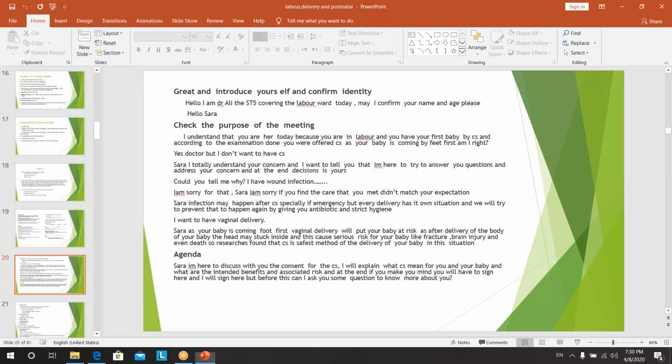So it is good that you ask her why she doesn't want to have a cesarean section. If the patient refuses anything, you have to ask why. If the patient wants anything, you also want to ask her why.